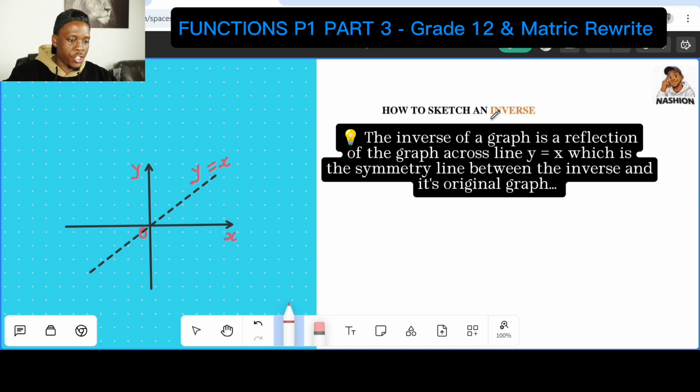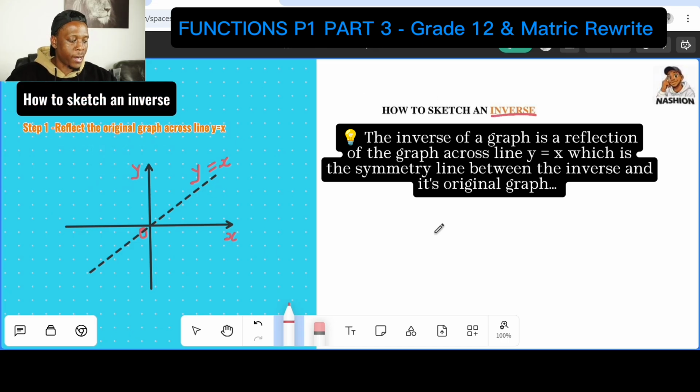So to sketch an inverse, we follow these steps. Step 1, reflect the original graph across line y = x. Step 2, switch x and y coordinates of each point.